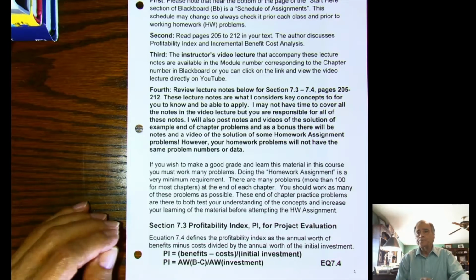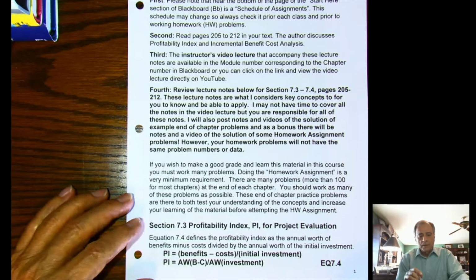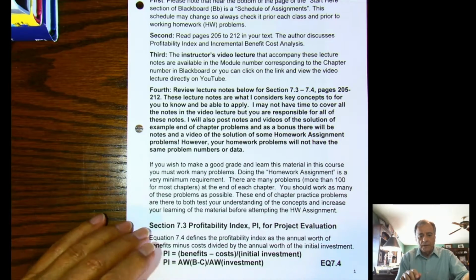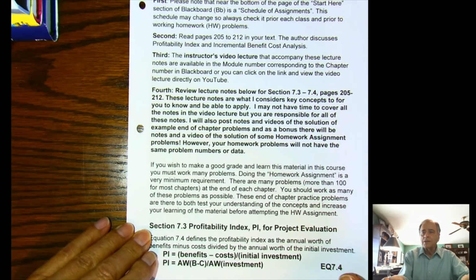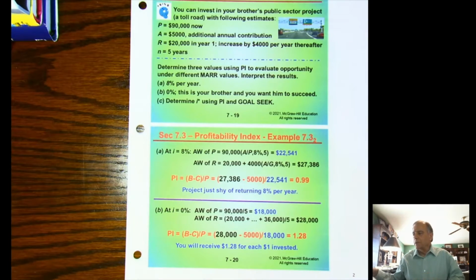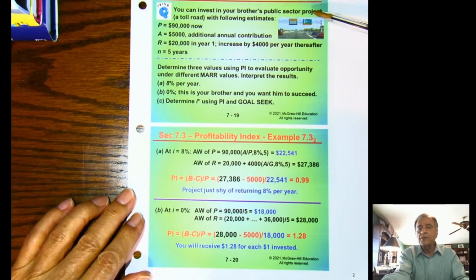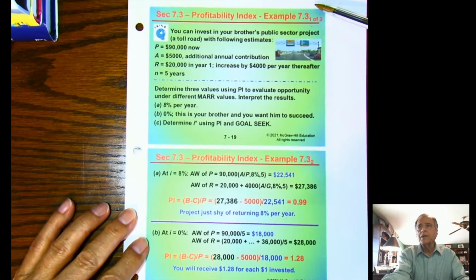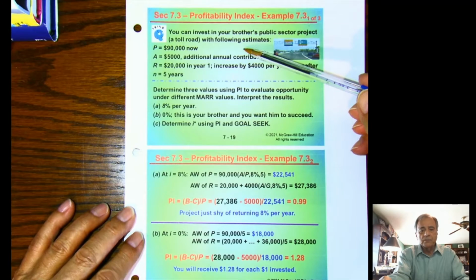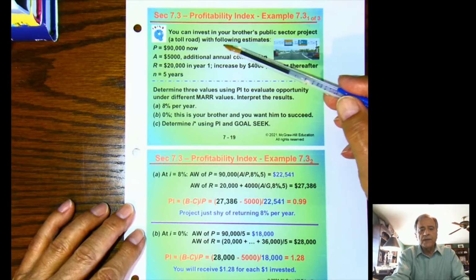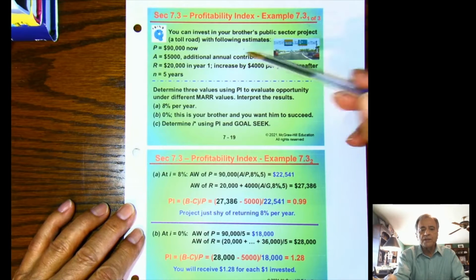So that is equation 7.4. I'm going to discuss a couple of example problems for you, and then we will in fact go on to work some homework problems. So the author gives as example 7.3 in your textbook this problem. You can invest in your brother's public service project.